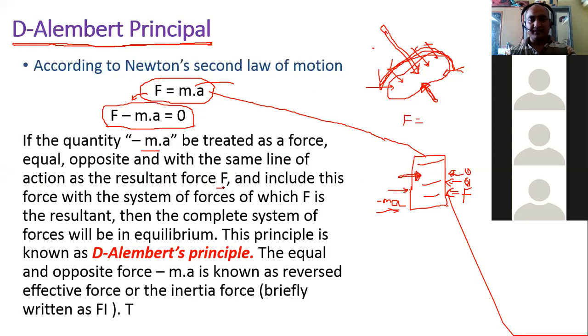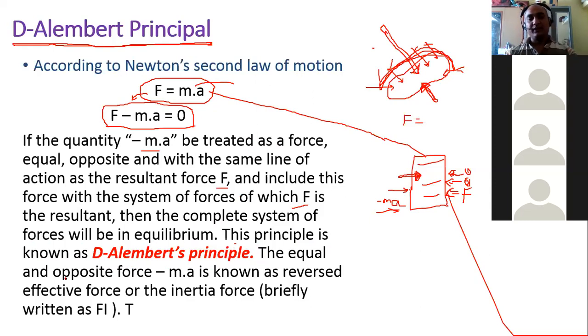Include this force with the system of forces of which F is the resultant. So we have to include all the forces, F also and minus ma also. Then the system will be in equilibrium, obviously, because ma is opposite to F and equal. Then the complete system of forces will be in equilibrium. This principle is known as D'Alembert's principle. So this D'Alembert principle depends upon which law of Newton? Second law. Newton's second law corollary is nothing but your D'Alembert principle.